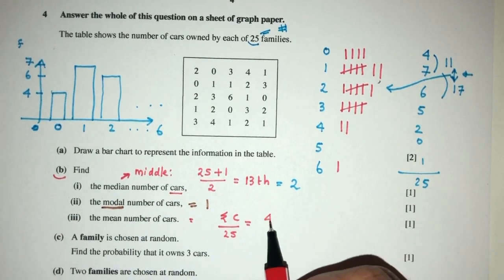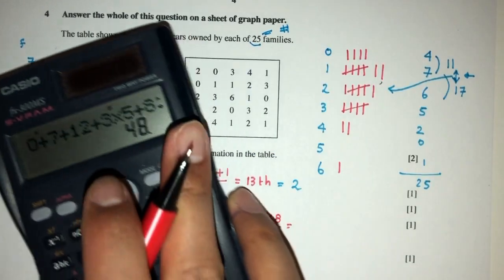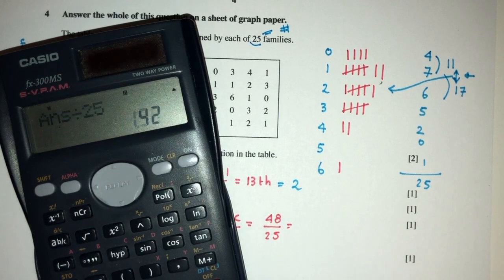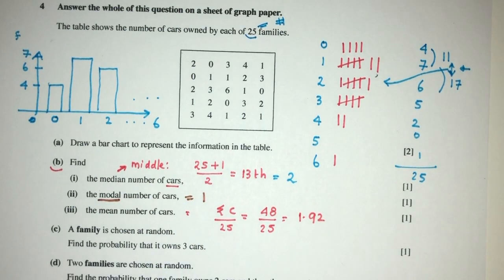So 48 will be the total number of cars, divided by the number of families to give you the mean number of cars per family. That will be 1.92 cars per family for the mean number of cars for part 3 of question B.